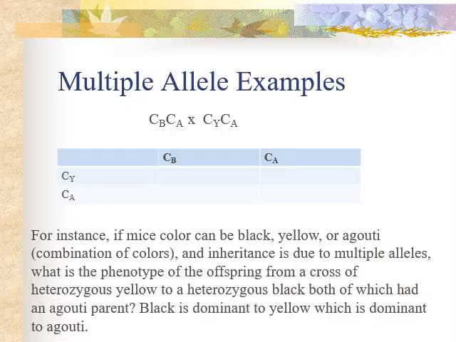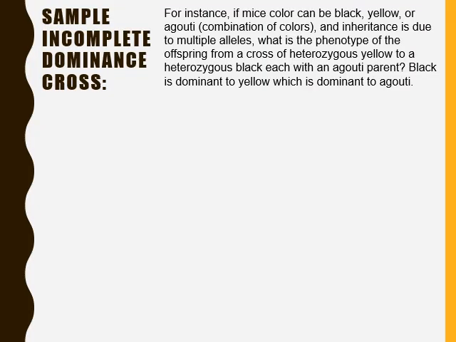So let's work it all out. Here's our problem again. We need to figure out step by step what we do. And the first step, as always, is label your alleles. In this case, I have H for hair, capital B is black, capital Y is yellow, little h is agouti.